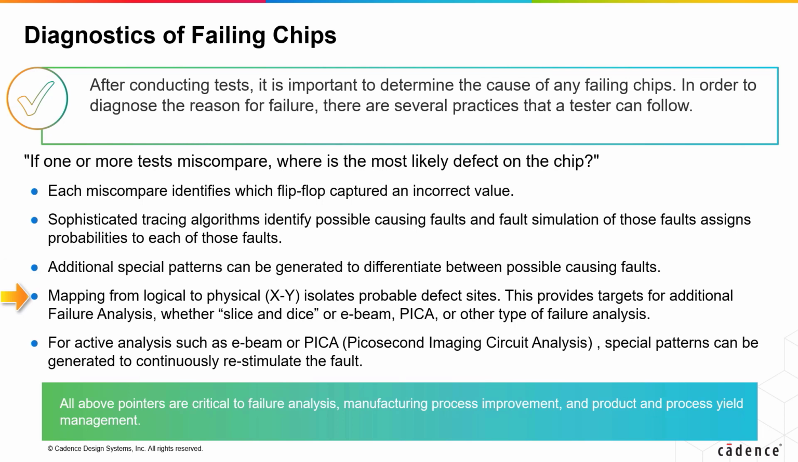Once the most probable logical faults are called out, they may be mapped onto an image of the chip, mapping the fault information from the logical to the physical domains. This provides a starting point or points for the failure analysis team to start investigating. Optical inspection of the identified area is a frequent first step, as many defects of the wiring will be visible. If analysis tools such as electron beam or PICA, picosecond imaging circuit analysis, are to be used, the test generator will create a small set of patterns that will continuously re-stimulate the suspected fault in a tight loop. This will allow these tools to build up an image of the behavior over many repetitions.